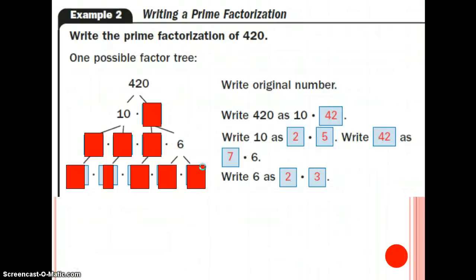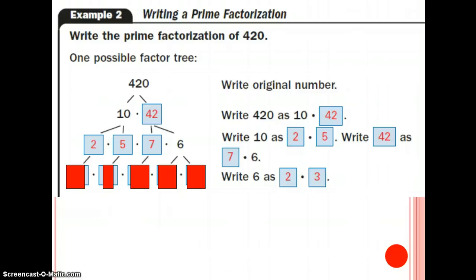Example 2. Write the prime factorization of 420. We use a factor tree to write the prime factorization. 420 is 10 times 42. You're basically trying to get 420 into only primes. 10 becomes 5 times 2. 42 is 7 times 6. And we keep doing this pattern until we only have prime numbers.